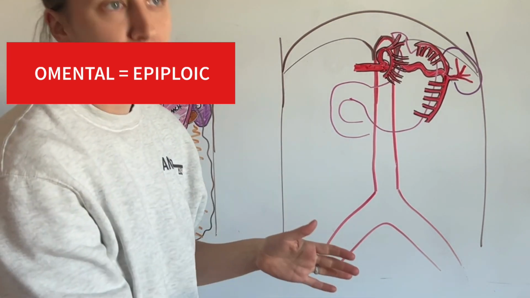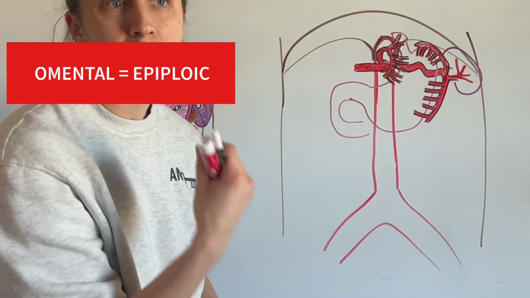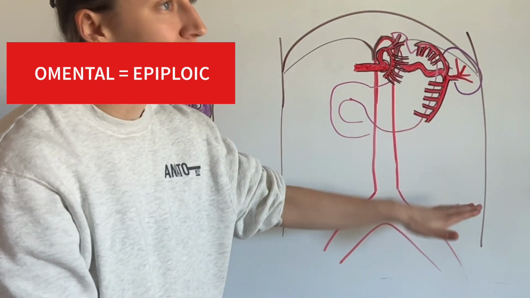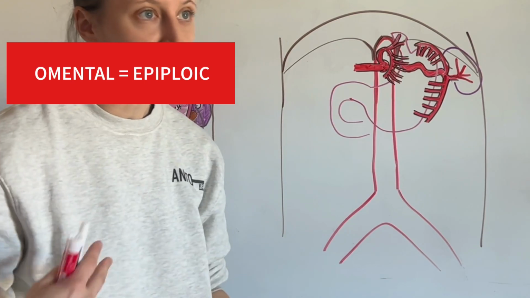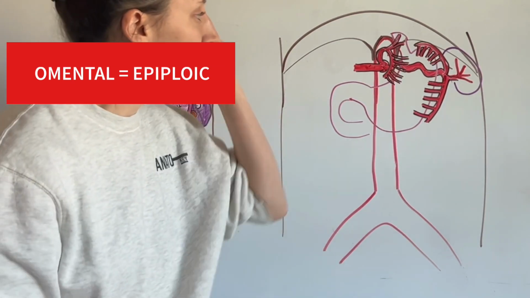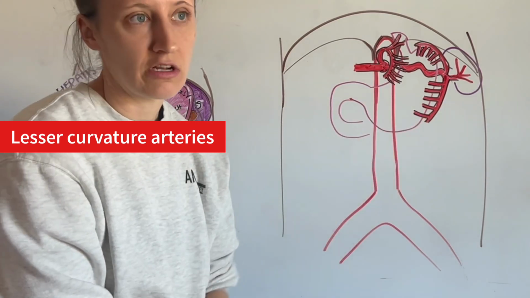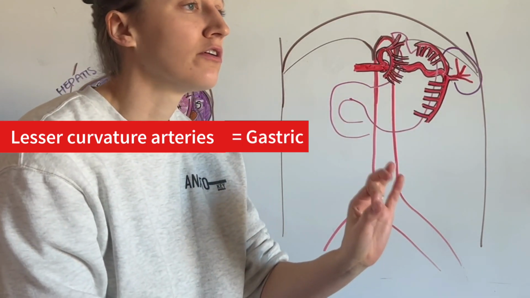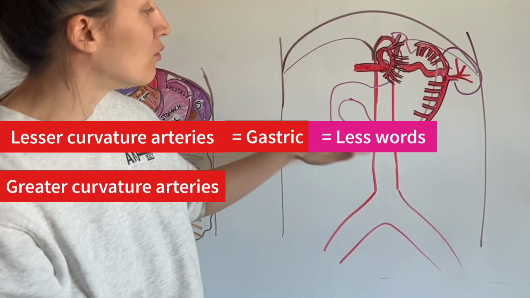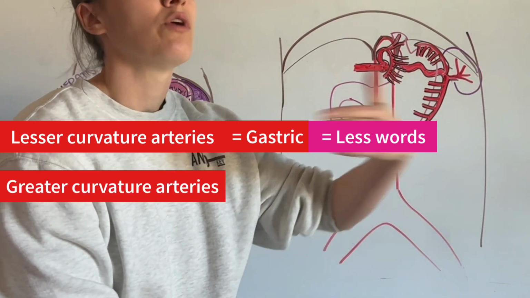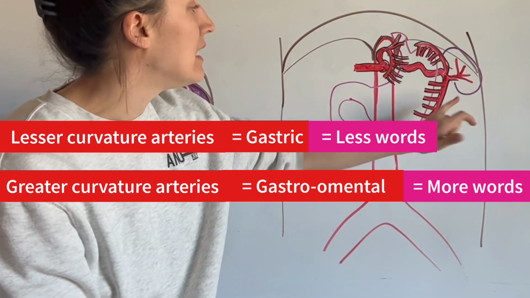Omental and epiploic mean the same thing. They refer to a fatty membrane. So an omentum and an epiploium are the same thing. You can use either one, but the thing to remember is the lesser curvature always has gastric arteries. It's a smaller curve, so there are fewer words in the name of the artery. Whereas the greater curvature has greater words, more words. So this is the gastro-omental artery.